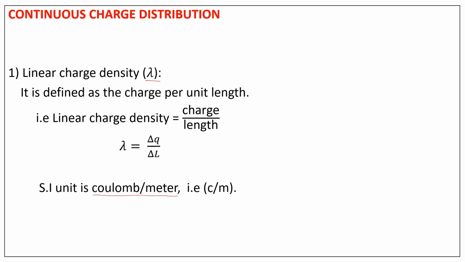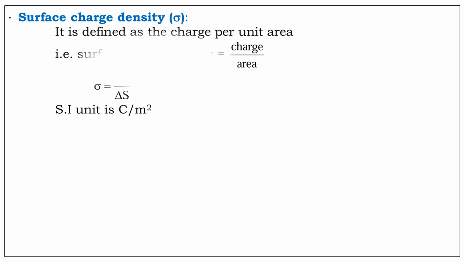2. Surface charge density, denoted by sigma. It is defined as the charge per unit area. Surface charge density is equal to charge by area.